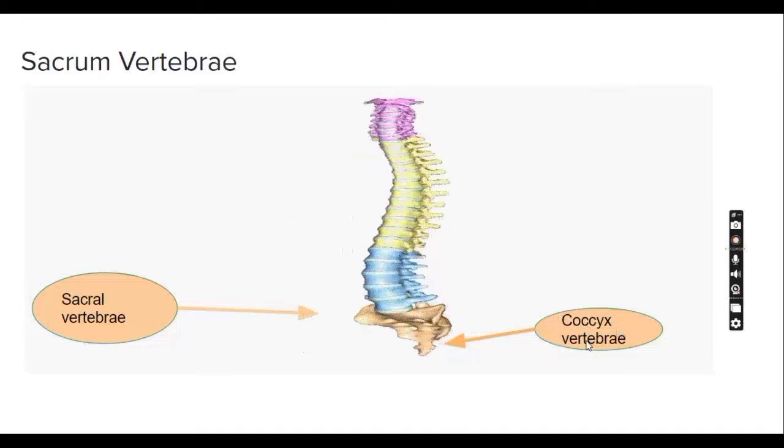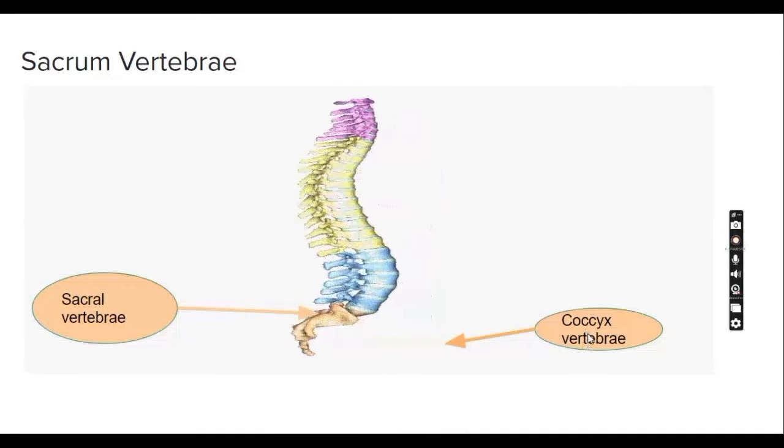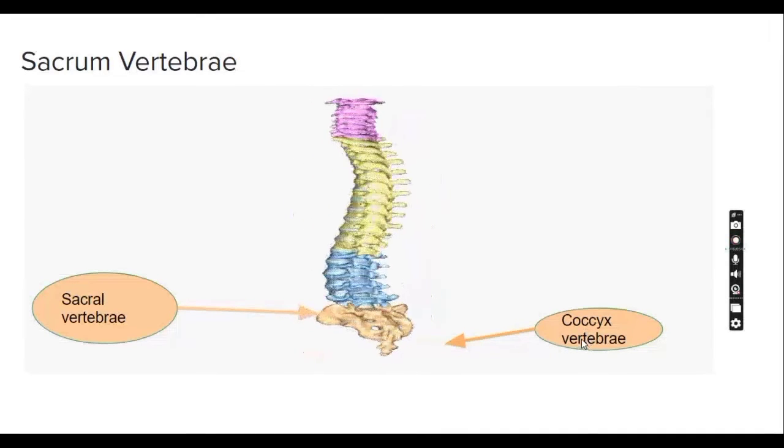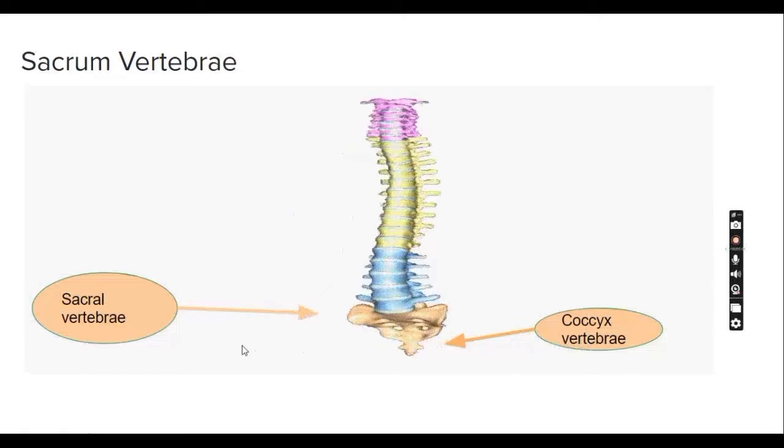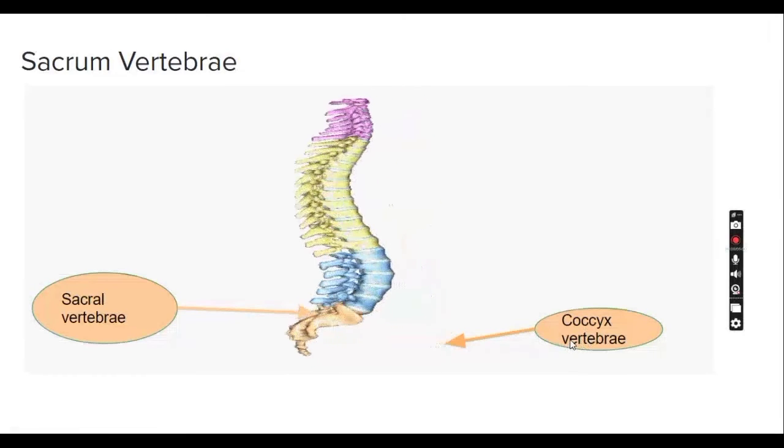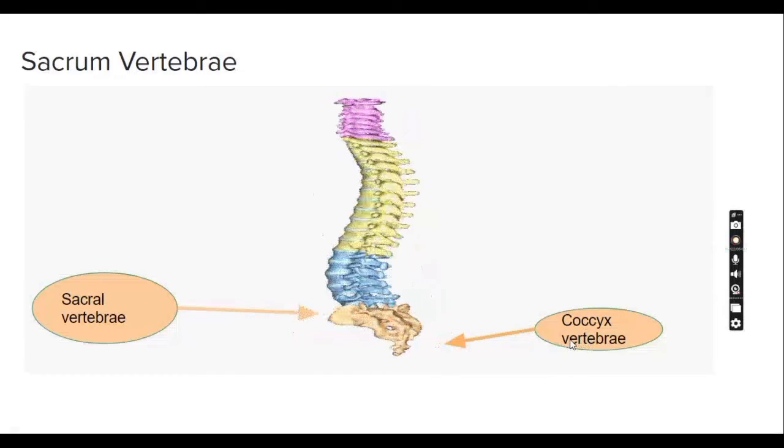Next is coccyx vertebrae. Coccyx are the 4 fused vertebrae in adults. Sacral vertebrae and coccyx vertebrae are also called pelvic vertebrae.